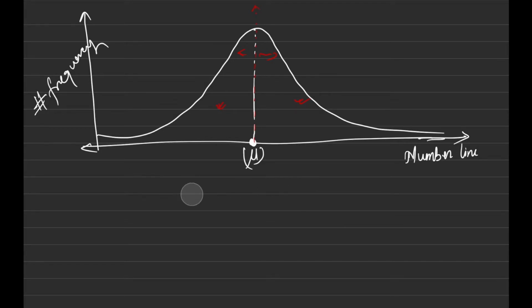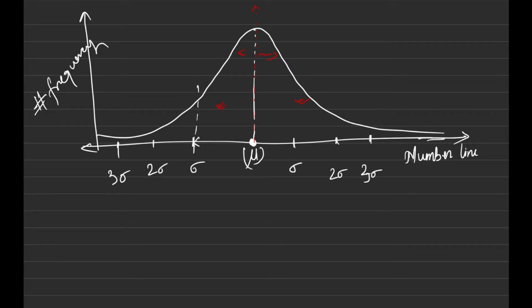Now the empirical rule says that if the central point is your mu, which is nothing but your average, and let's say this is another data point, and another data point. Similarly, at the same distance on the other side, there are more data points, and these data points can be represented as sigma, 2 sigma, and 3 sigma. Similarly here: sigma, 2 sigma, and 3 sigma.